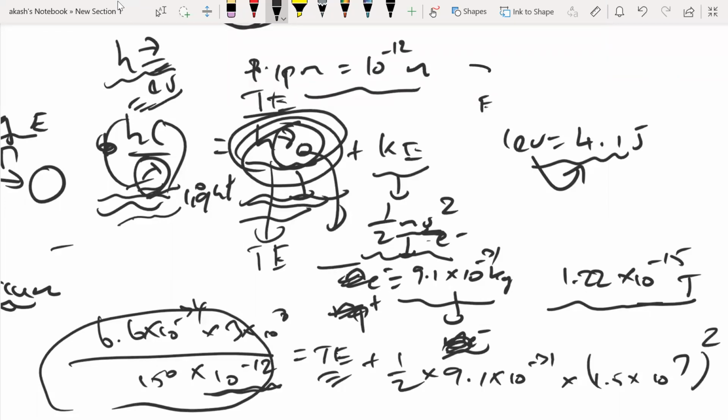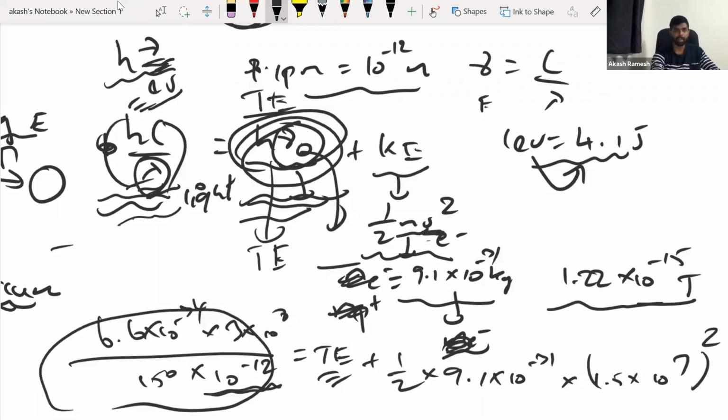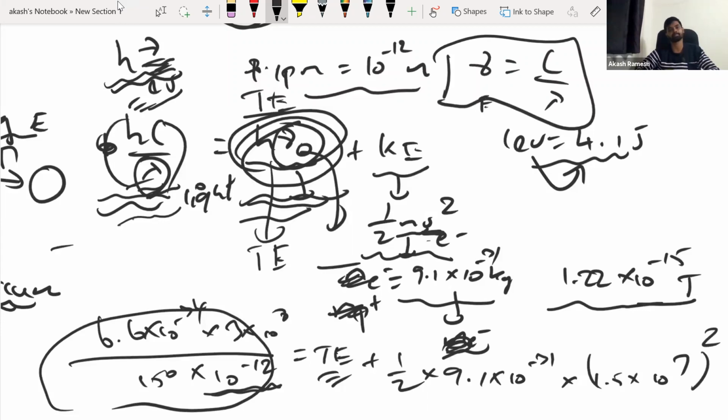Sir, but frequency is not equal to hc by lambda, right? No, frequency is not equal to hc by lambda. h nu is equal to hc by lambda. Or I can write frequency nu is equal to c by lambda. This I can write. Understood? Frequency is equal to velocity divided by wavelength. That is what we're substituting here. In terms of nu, you write c by lambda.